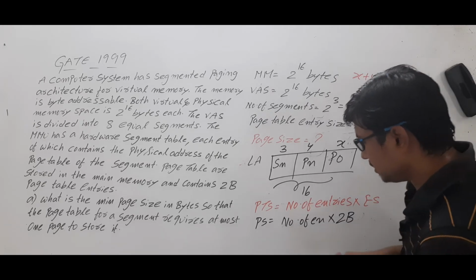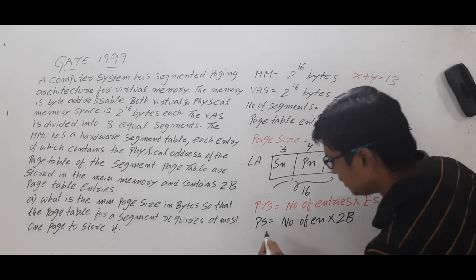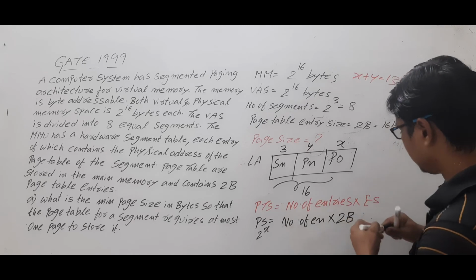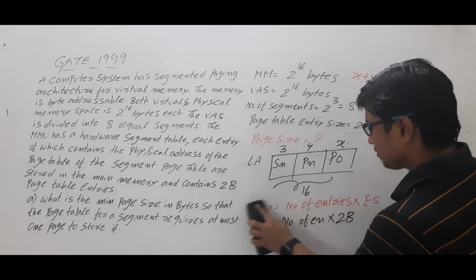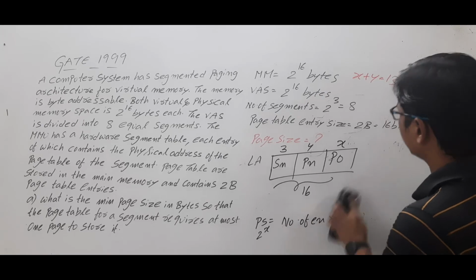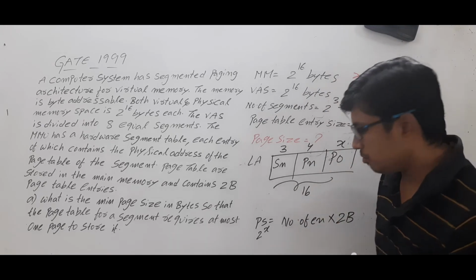Let me write here only. I hope it is visible for you. 2 power x. Okay. Is it clear? Or let me erase this one. Sorry for confusing you, because whatever I am writing, it should be visible for you. That is my ultimate objective.